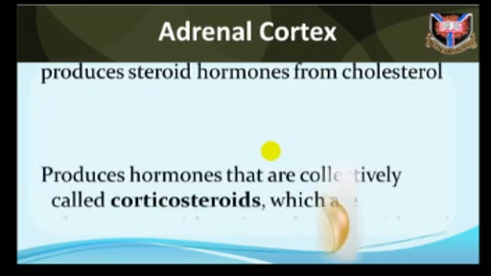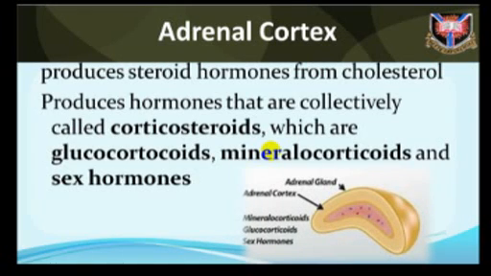Adrenal cortex. It produces hormones from cholesterol. The hormones that it produces are collectively called corticosteroids, which are glucocorticoids, mineralocorticoids, and sex hormones. Glucocorticoids are essential for life, regulating metabolism and responses to stress.